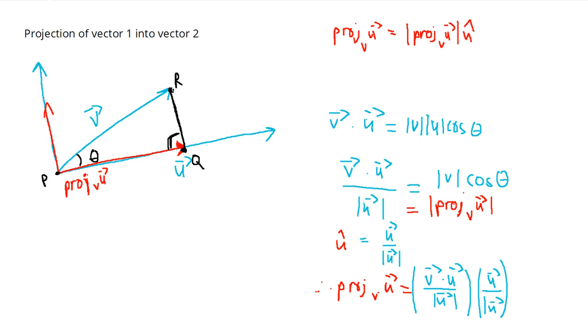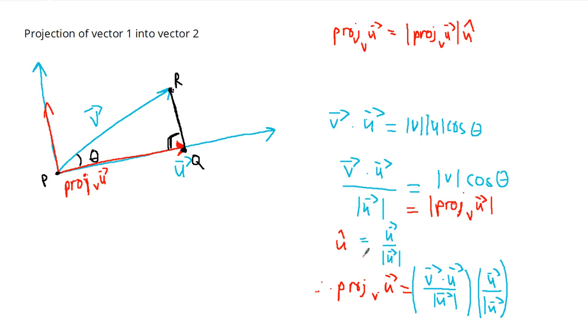Okay. You can divide it by the magnitude of u in order to get v cosine theta. The v cosine theta right here is basically the projection of v onto u, because we have v here and then we have the cosine theta, right? This is v cosine theta and this is v sine theta. We've already gone through that.